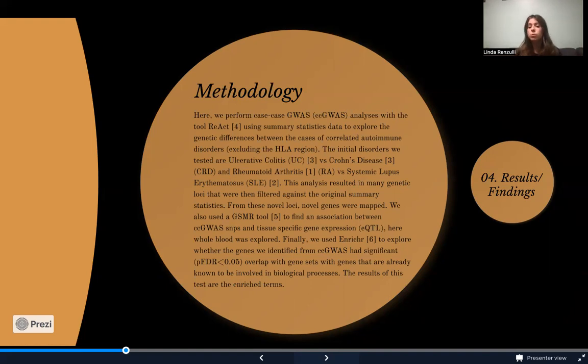Finally, we used another tool called Enrichr to explore whether genes identified from the CCGWAS had significant overlap with gene sets with genes that were already known to be involved in biological processes. The results of this gene expression test are known as enriched terms. Hopefully, this can lead to some information about the gene's role in the body.